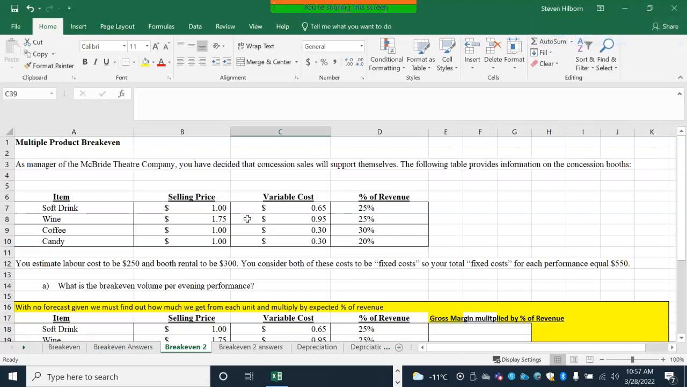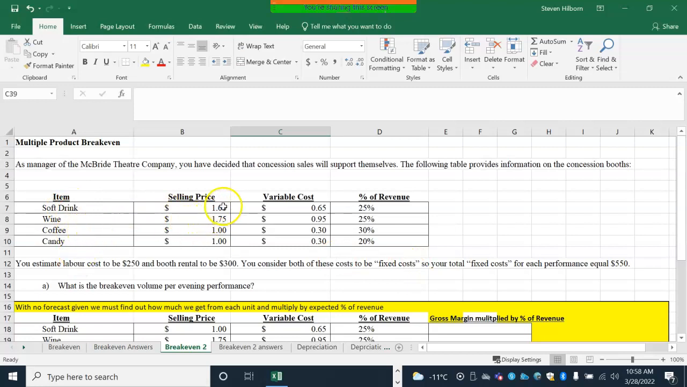So what you would be responsible for doing is trying to figure out what is your break-even dollar amount for this evening. So you estimated that it's going to cost you about $250 in labor and $300 for the booth rental. You're going to consider both of these costs fixed cost. So your fixed cost will be $550 because it doesn't matter. You still always need people there running the concession booth, even if nobody is there. You have four items that you're selling.